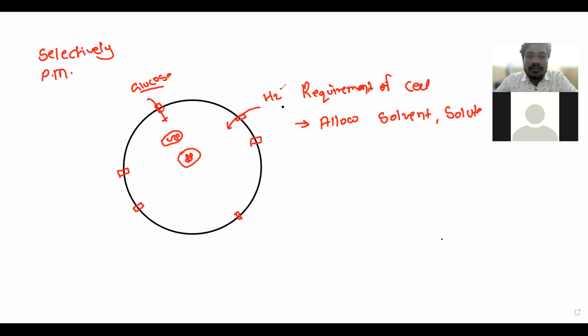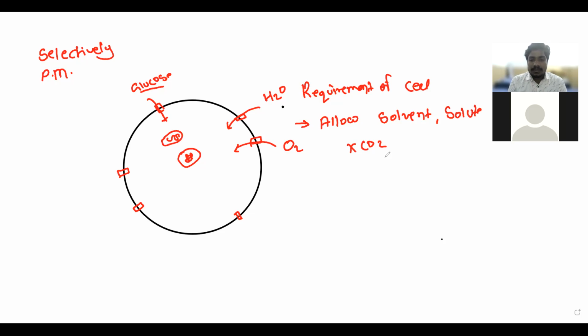And just assume that along with the glucose, the cell also requires water for generation of ATP. So it will allow the entry of water molecules and not the other molecules. We also know that if the cell is carrying out aerobic respiration, then it will also require oxygen. So it will allow the entry of oxygen and not CO2. This is the speciality of the selectively permeable membrane. It allows the transportation of different kinds of solutes or solvents based on the requirement of a cell to maintain the internal environment.